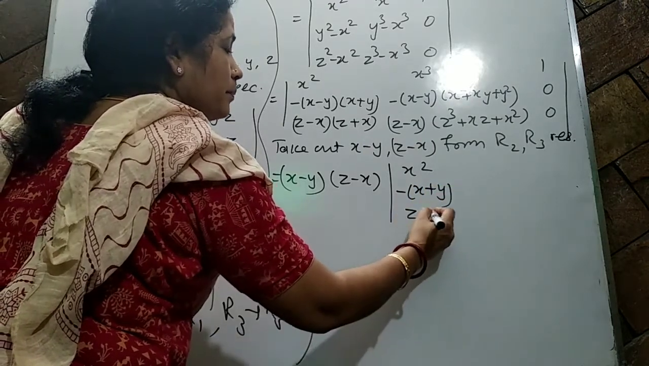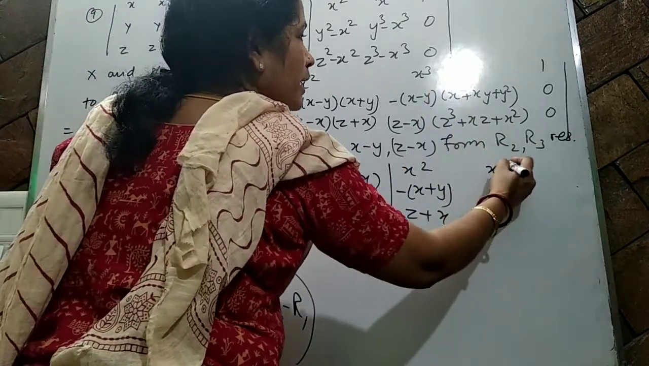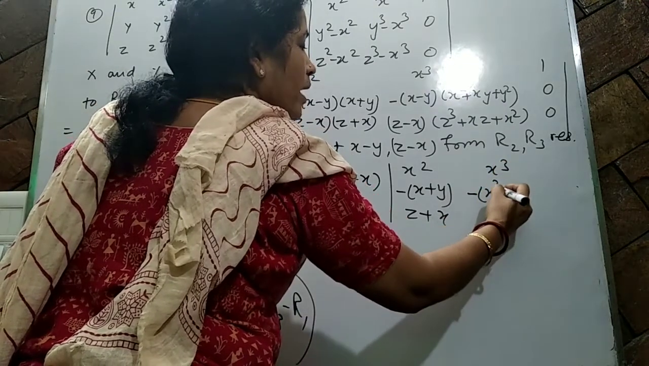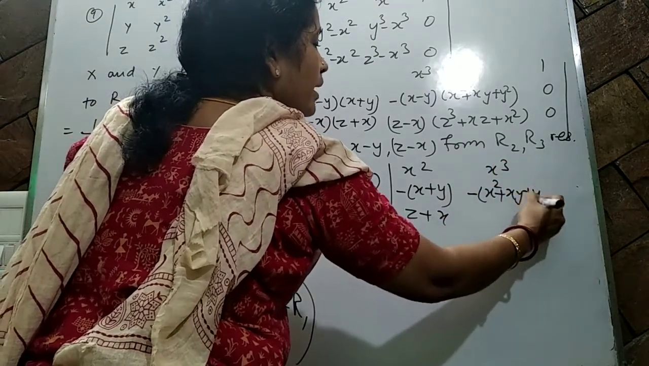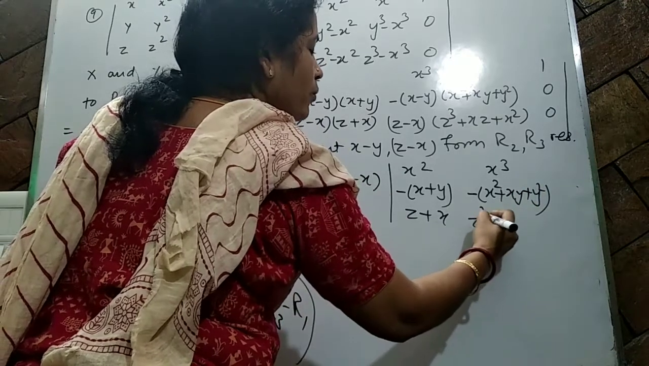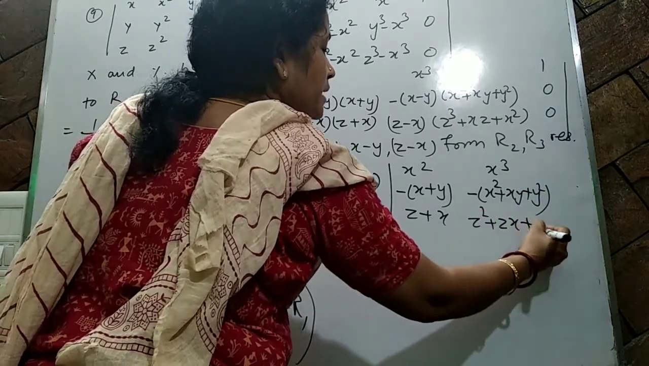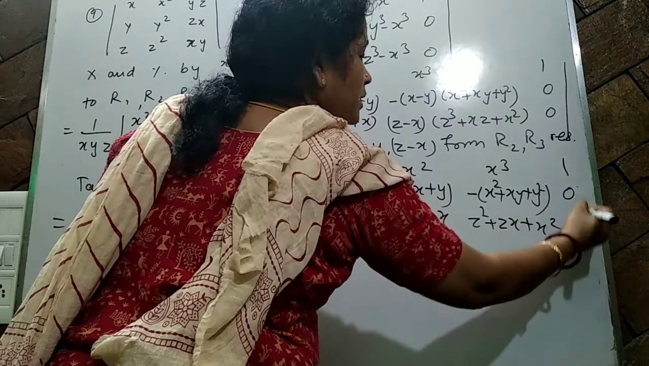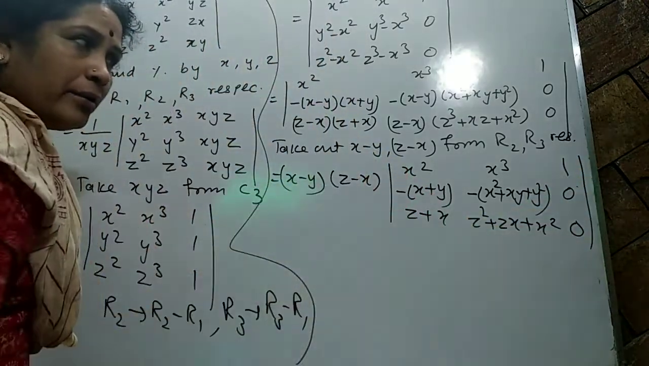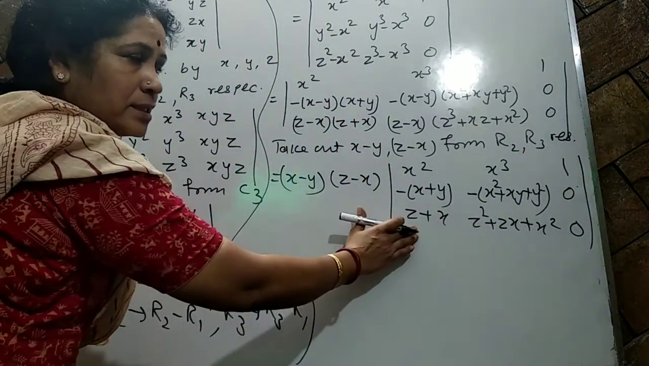Then here is z plus x. If I take out here x minus y, then we have x square plus xy plus y square. Now here we have z square plus zx and then plus x square. The last column is 1, 0, 0. Now I can open the determinant. It is a simplified form.